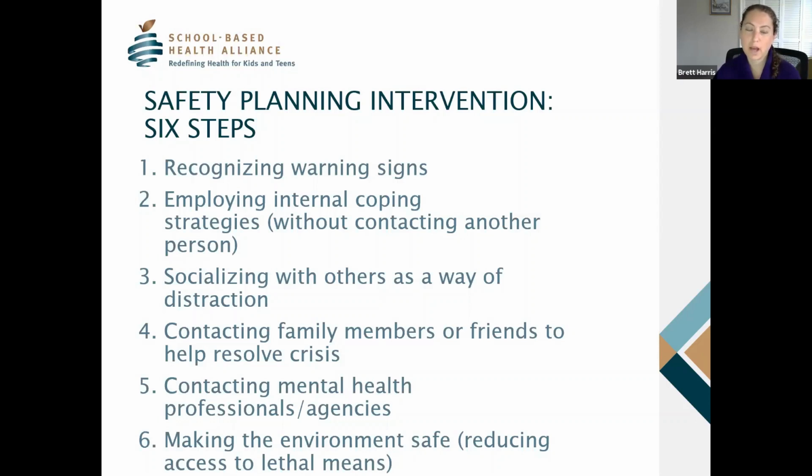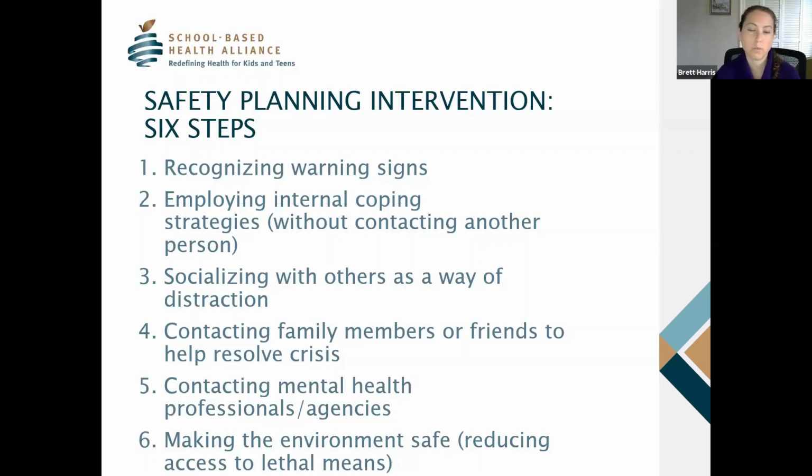So you would work with the person to come up with the plan. Then if they're using the plan, they would recognize those warning signs. They would have that plan on them. Okay, these are my warning signs. I'm feeling that. Okay, there's something going on here. So I'm going to go for a walk. That's my internal coping strategy. If that works, that's great. If it doesn't, you go to the next step, and I'm going to call my friend.